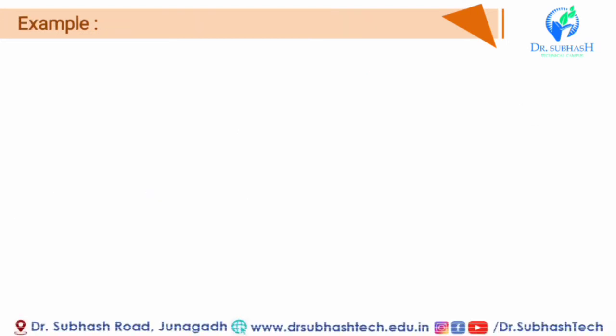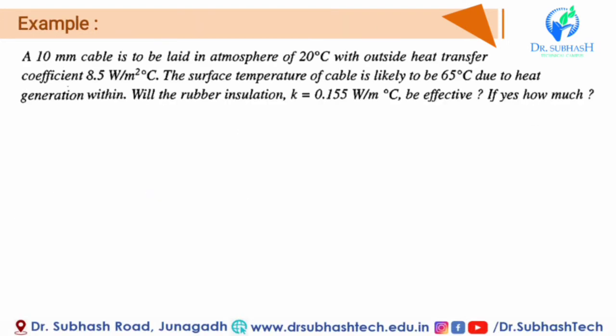Let's learn an example based on these two derivations. That is the given data. A 10 mm cable is to be laid in an atmosphere of 20 degrees centigrade with outside heat transfer coefficient 8.5 watt per meter square degree centigrade. The surface temperature of the cable is likely to be 65 degrees centigrade due to the heat generation within. Will the rubber insulation, with thermal conductivity K of 0.155 watt per meter degree centigrade, be effective? If yes, then how much?